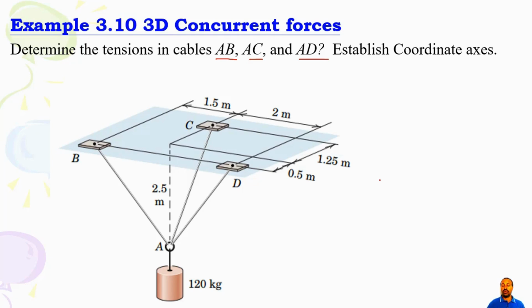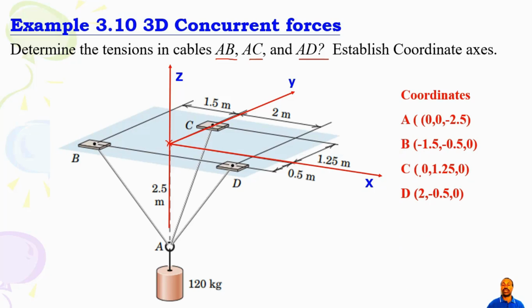In my case, let me select this coordinate axis, Z in the upward direction, and Y in this direction. Since it is a sailing, I select this as the center, then X in this direction. Once you establish an arbitrary axis, then you can go to coordinates. Take out the coordinates of A. This is A. If this is the origin, 0, 0, then you go down. Z is negative 2.5.